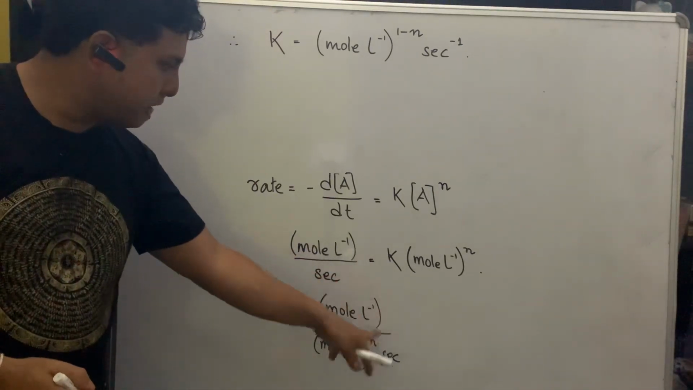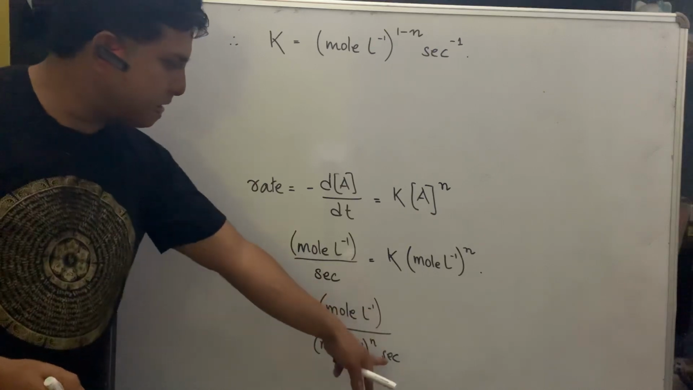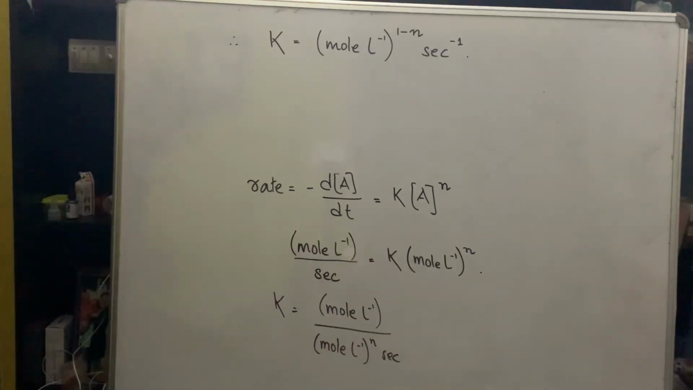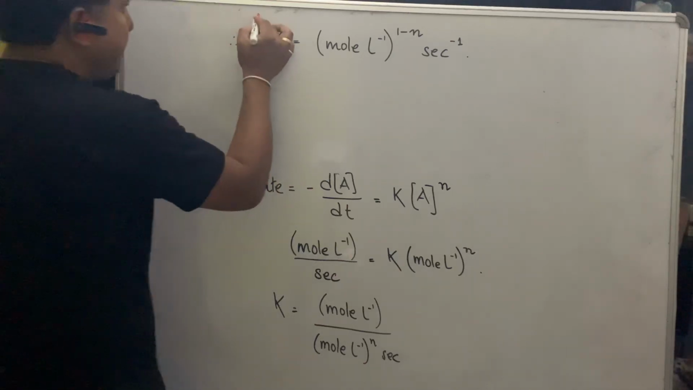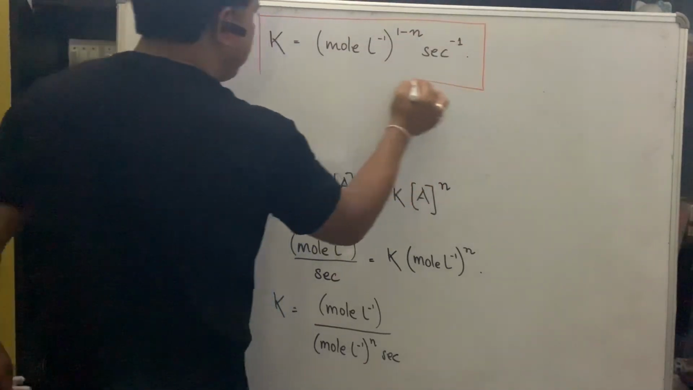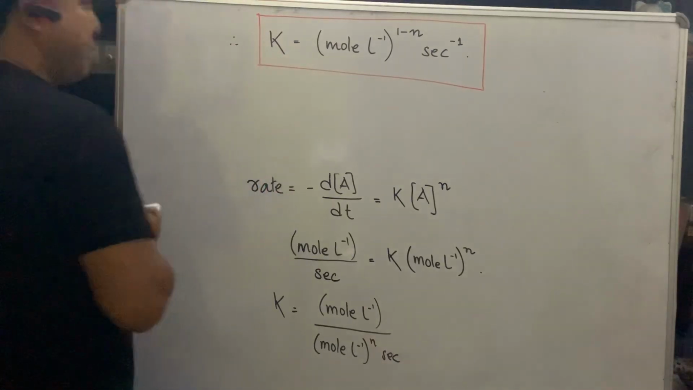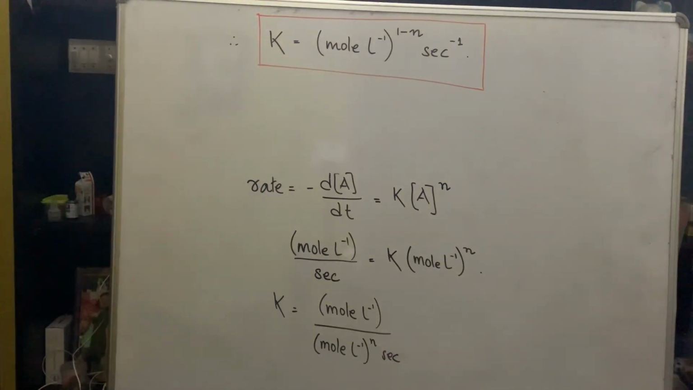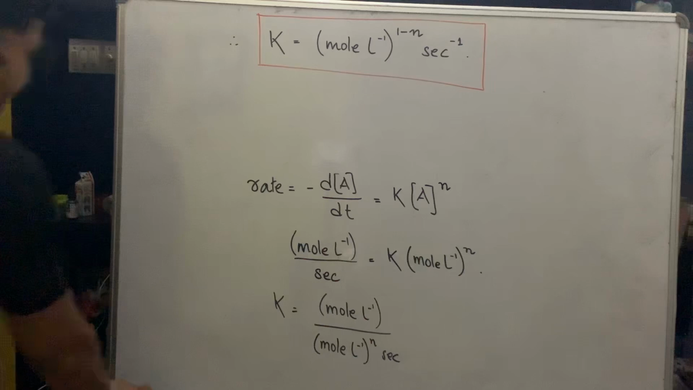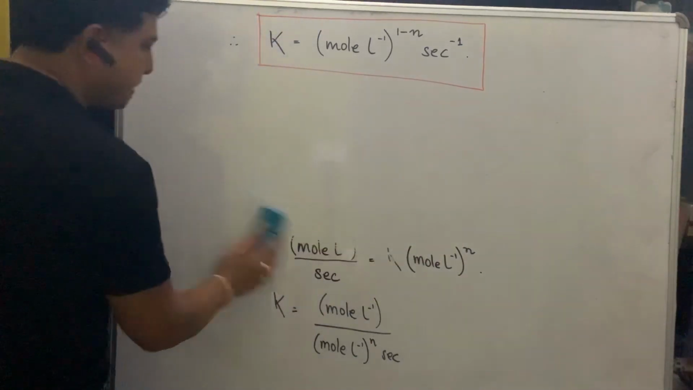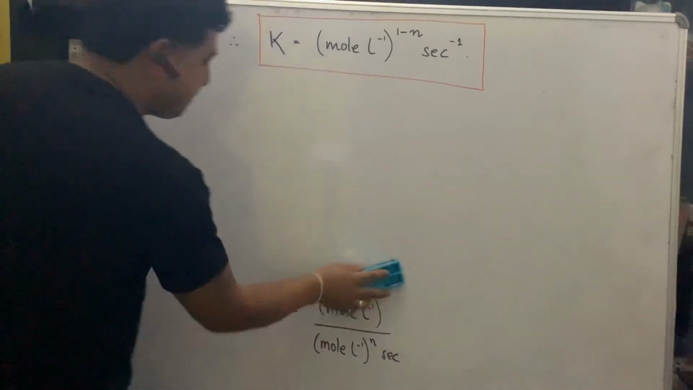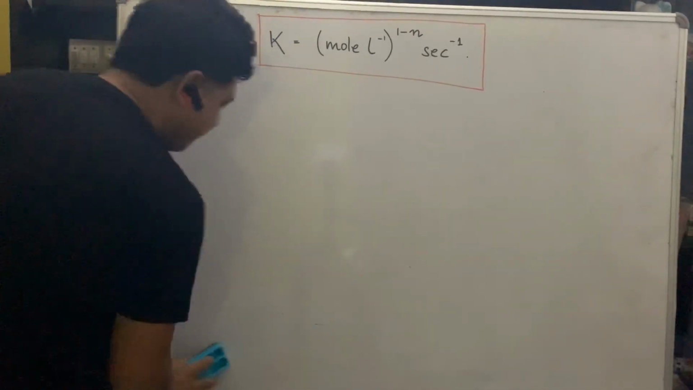Okay, so here we have 1. If I take this n in the numerator, 1 minus n, second inverse. So this is the general expression for the unit of K for an nth order reaction. Now it becomes very easy for us. So if I remember this, what is the general expression for unit of K for an nth order reaction? It is mole per liter to the power 1 minus n, second inverse.